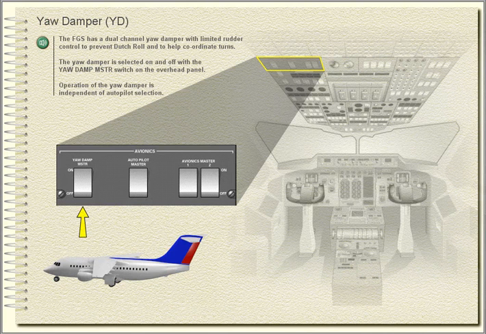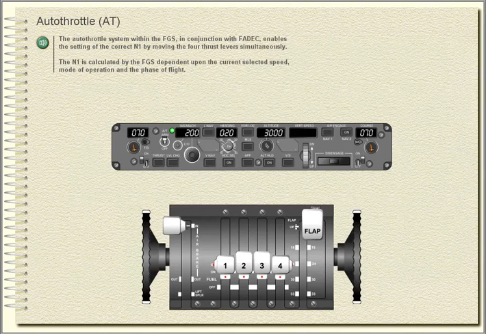Yaw Damper. The FGS has a dual-channel yaw damper with limited rudder control to prevent Dutch roll and to help coordinate turns. The yaw damper is selected on and off with the yaw damp master switch on the overhead panel. Operation of the yaw damper is independent of autopilot selection.